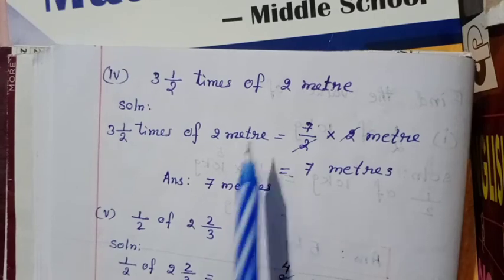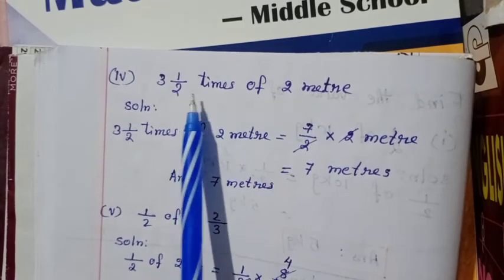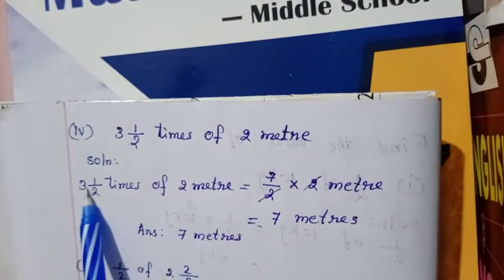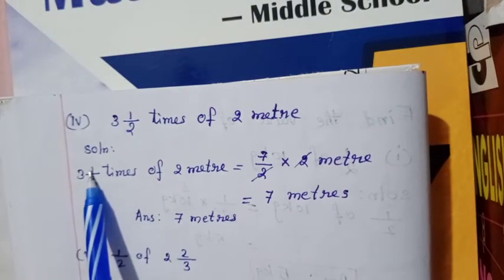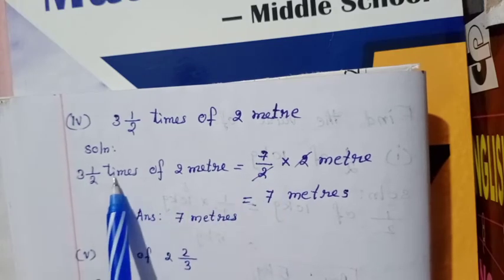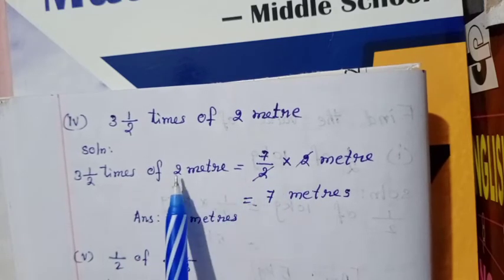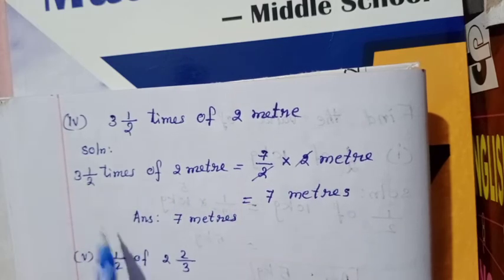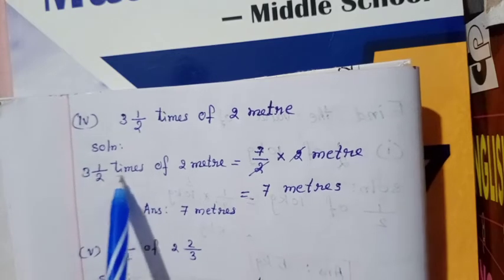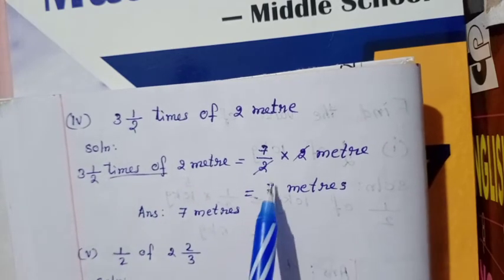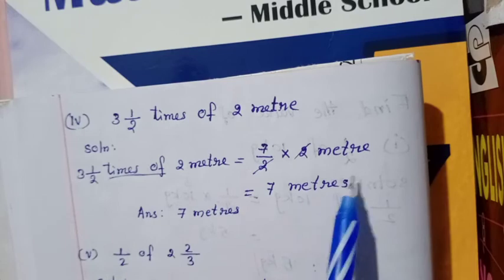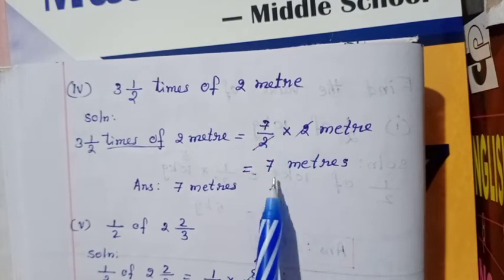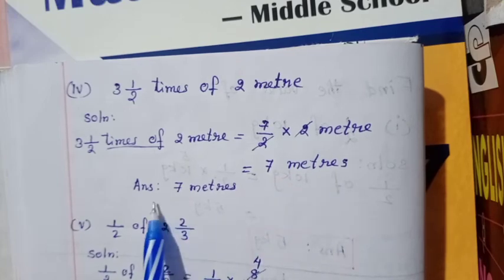Next, number 4. 3 1 by 2 times of 2 meter. 3 1 by 2 means 2 into 3, 6 plus 1, 7 by 2. Times of means that in that place we have to put into. That place we are putting into 2 meter. Same. Next, 2 and 2 cutting here. The remaining 7 is the answer, 7 meters. So the answer is 7.